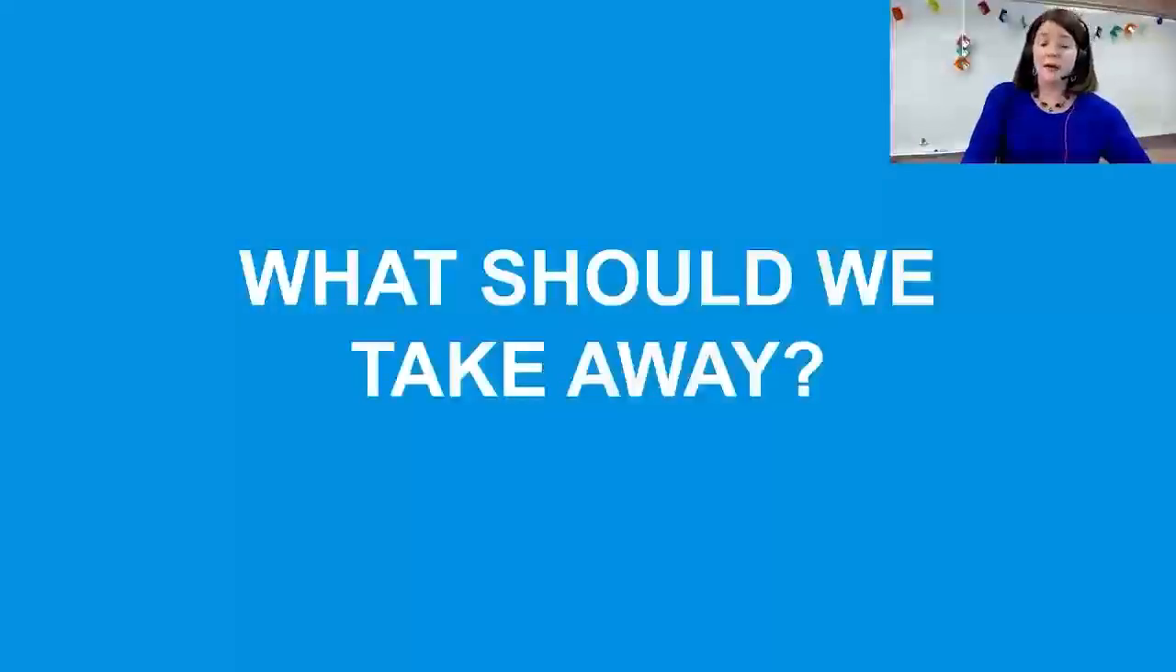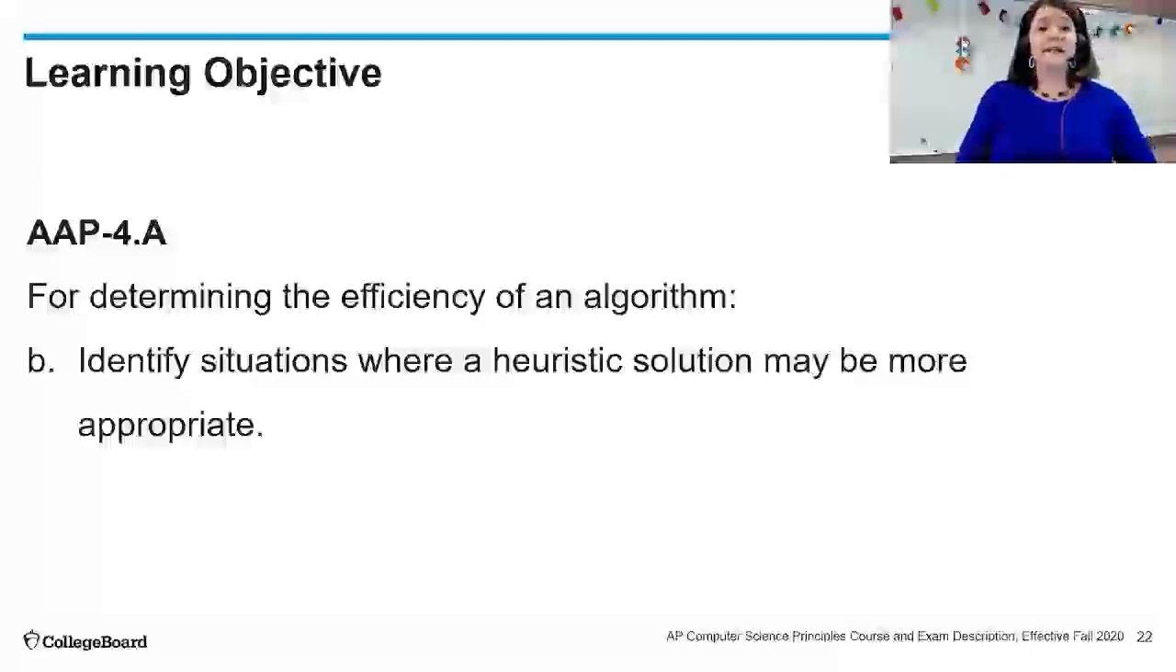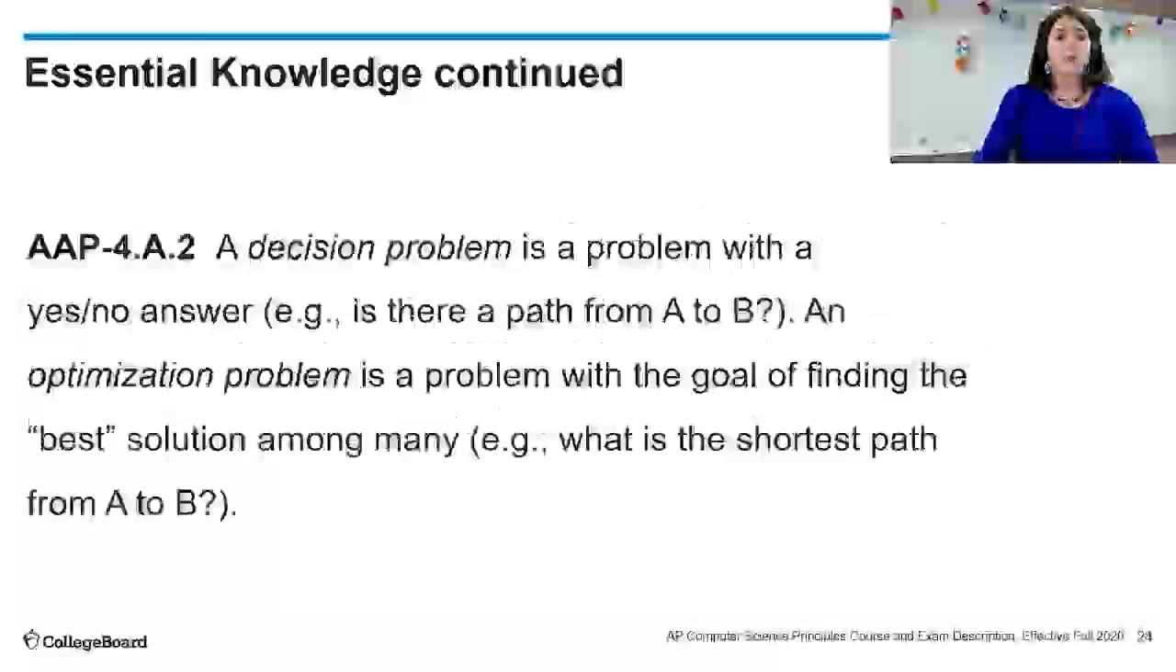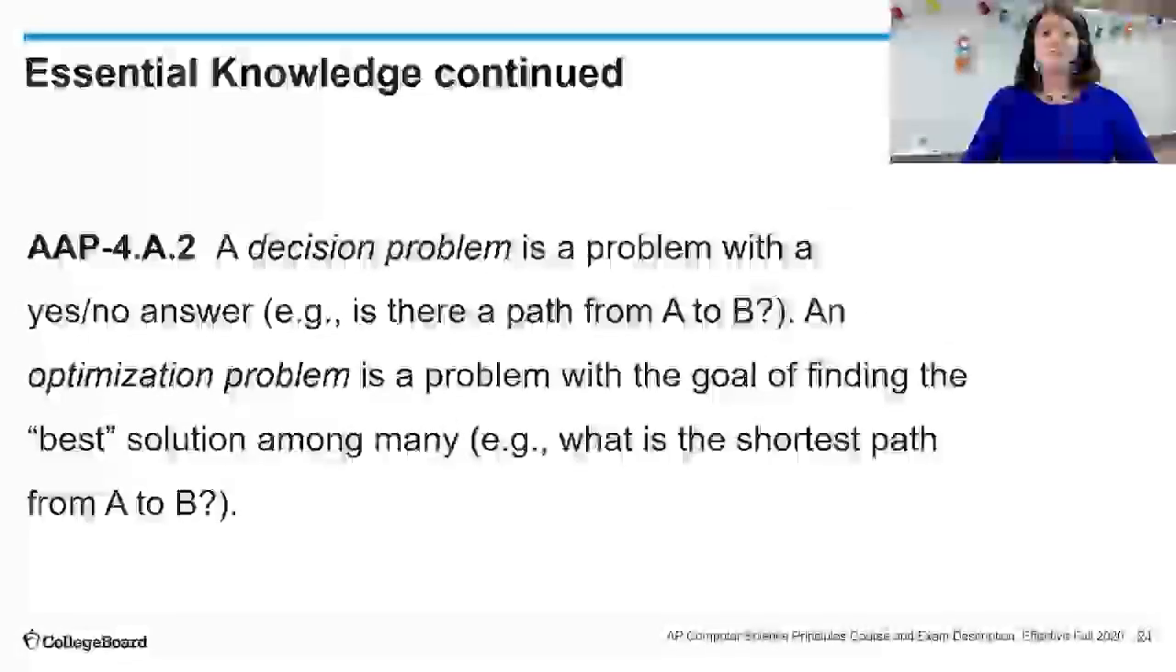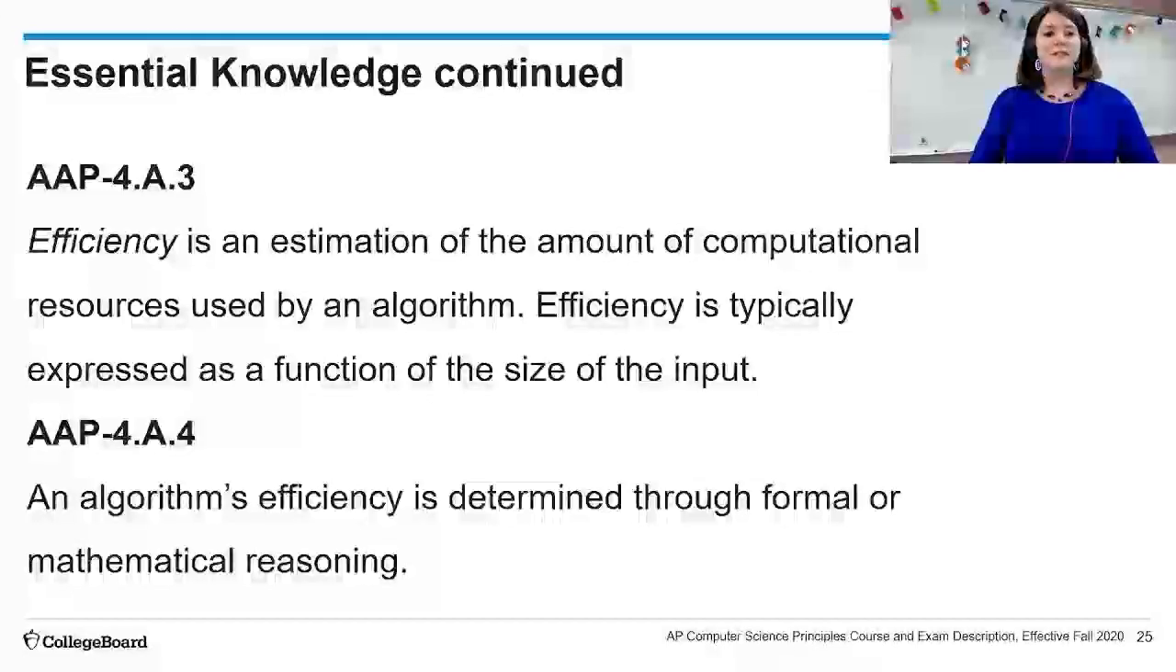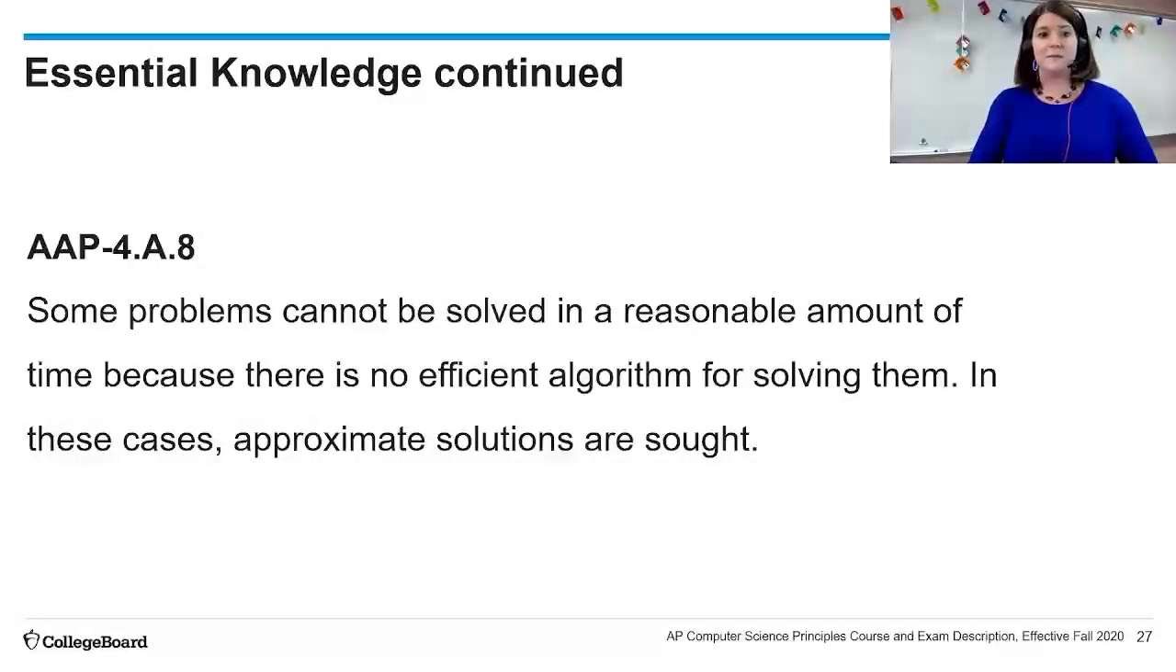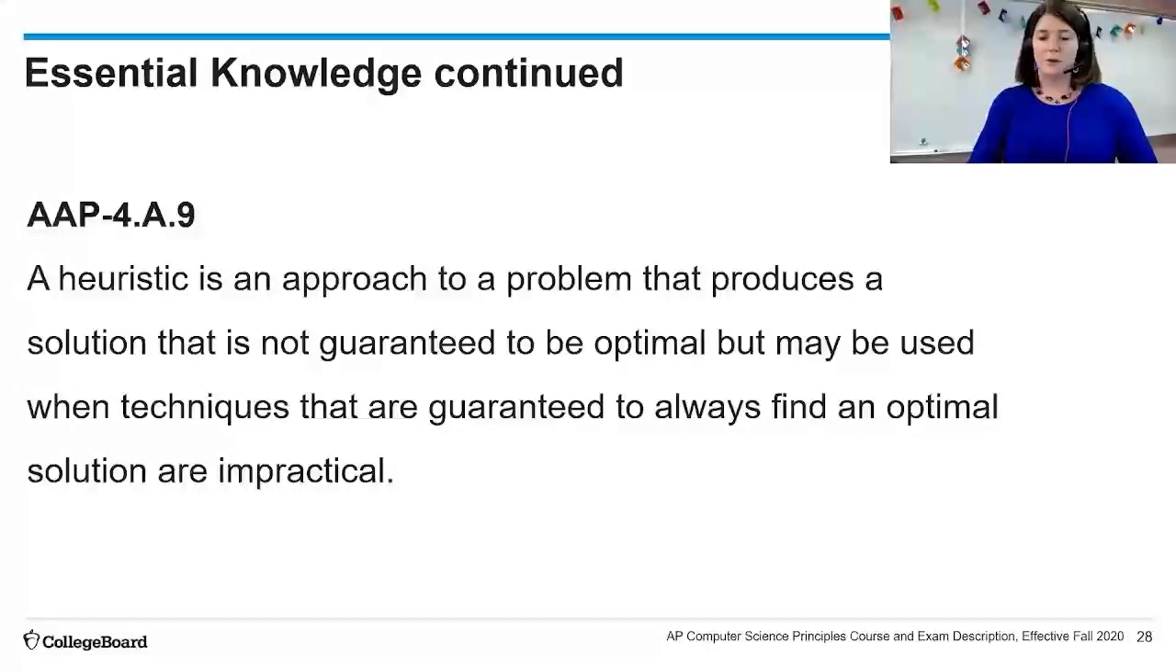So what should we take away? Again, identifying situations where a heuristic solution may be more appropriate. So as we just did on that last example. Remember that we were talking about decision problems and optimization problems, which you can find defined here. And based on the efficiency of an algorithm, we determined that a heuristic approach is probably better in some situations.